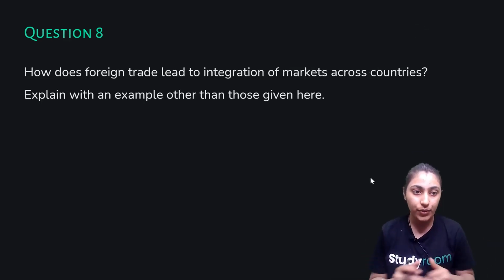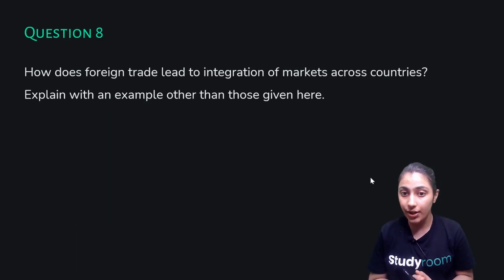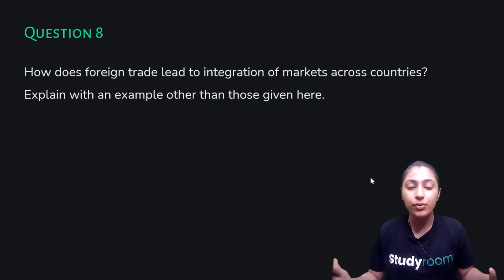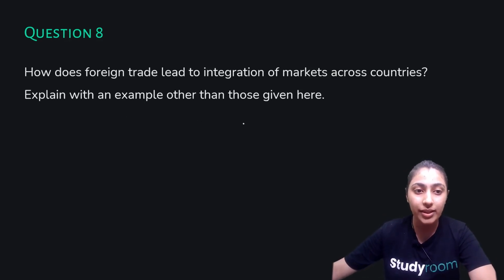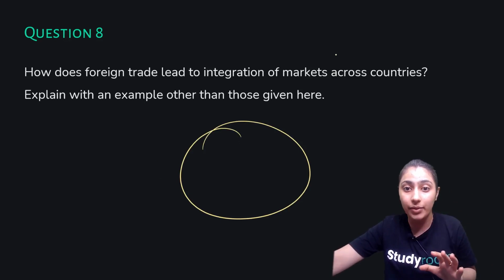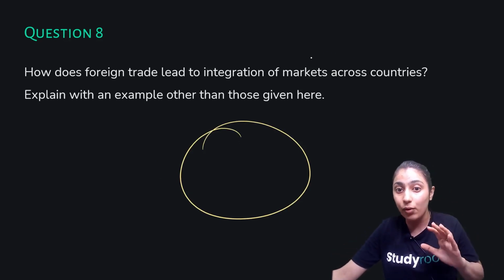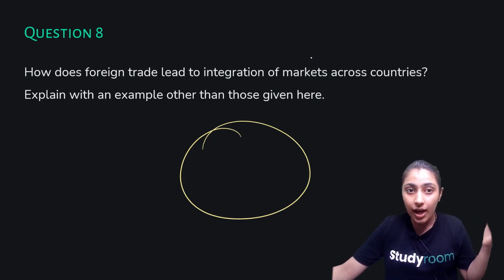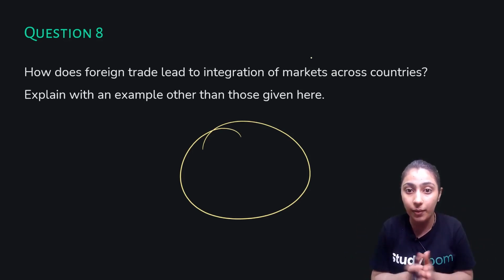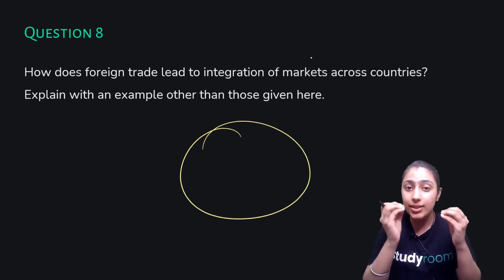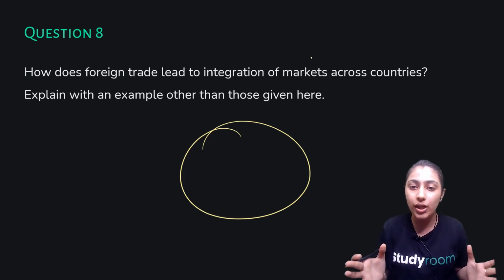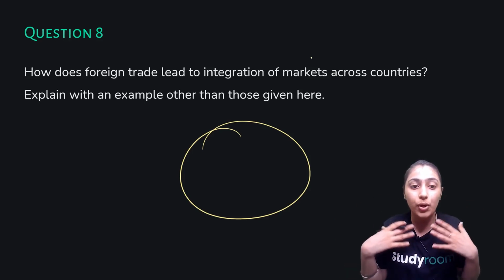Moving forward to our last question: how does foreign trade lead to integration of markets across countries? Explain with an example other than those given here. So basically, students, in this answer all you need to do is tell everything that you have studied till now: how Chinese goods came to India, how Indian garments came to Indian markets and were also exported to many other countries. Then how market demand and supply decided which good should be more available in the market. How sometimes goods of the same quality tend to be sold at two different places at equal rates.